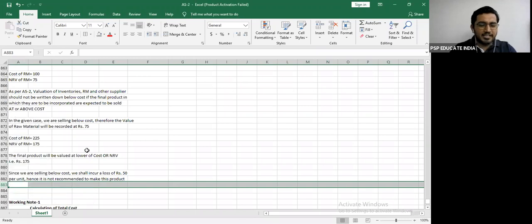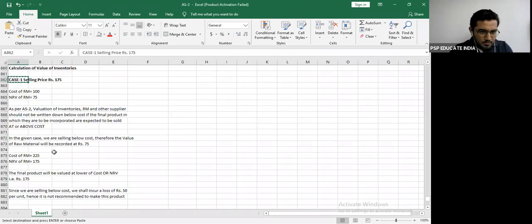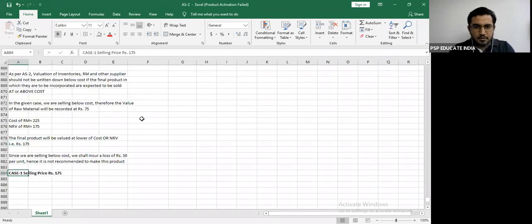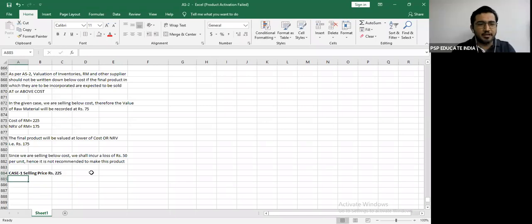Any doubts in case one? Okay, perfect. If there are no doubts, let's go to case two. Okay, Ishita, here you go. Yes, sir. In the second case, the selling price is 225. Selling price is 225, okay.